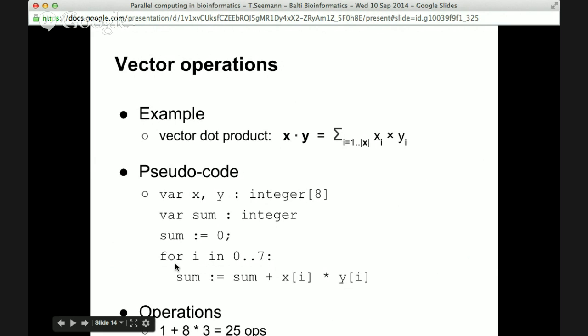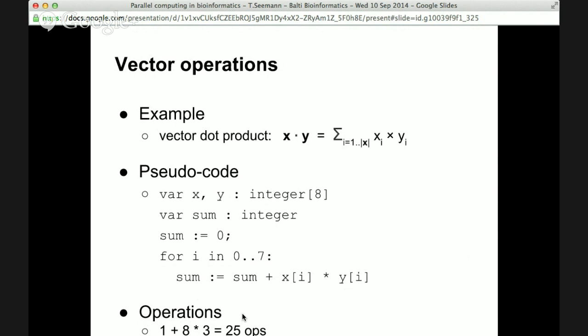We set the sum to 0, and then we loop through each element in the vector. So sum becomes the old sum plus the product of the ith element in x and the ith element in y. And by the end of that loop, which loops over 8 times because the vector is 8 long, we end up with our dot product. Now, the number of operations we had to do was essentially one operation to set the sum to 0, and then we went through the loop 8 times, which had to do a multiplication, an addition and an assignment. So altogether, we had to do approximately 25 machine code operations.